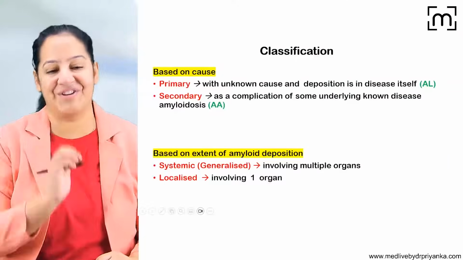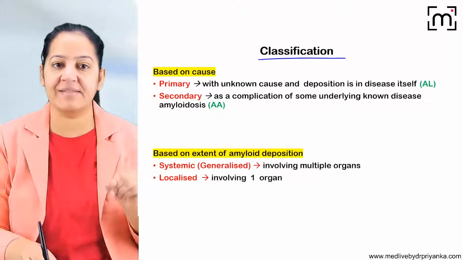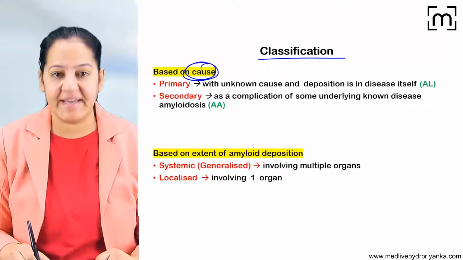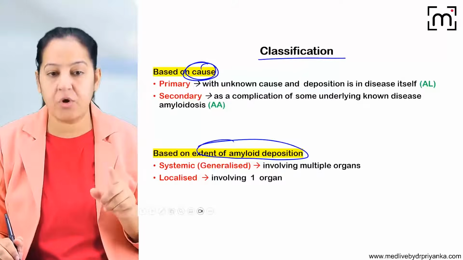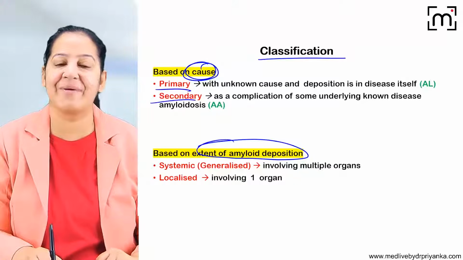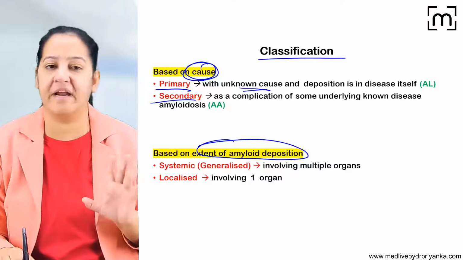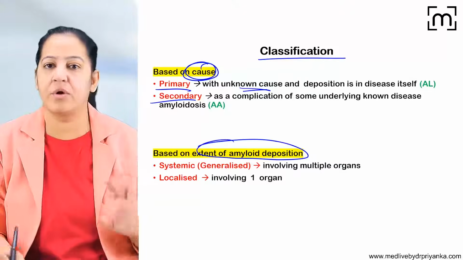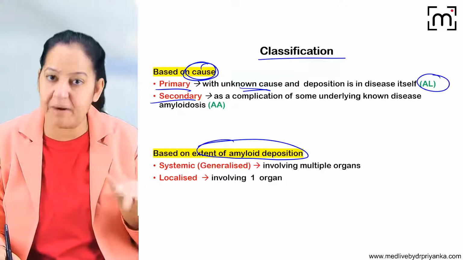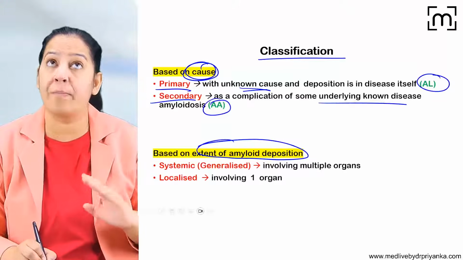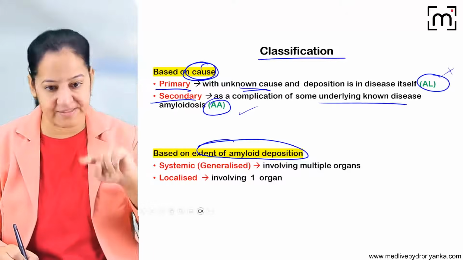Now coming to the classification of amyloidosis. Let me tell you 2 types of classification. The first classification is based on the cause, and the second classification is based on the extent the amyloid gets deposited in the human body. Based on the cause, there are 2 types, primary and secondary. In primary, the cause is not known. The amyloid gets deposited in various organs and the cause is not known. For example, AL. And in secondary, the cause is known. It occurs as a complication of some underlying disease. Like in AA, it occurs as a complication of chronic inflammatory disorder. So here the cause is not known and here the cause is known. That is primary versus secondary.